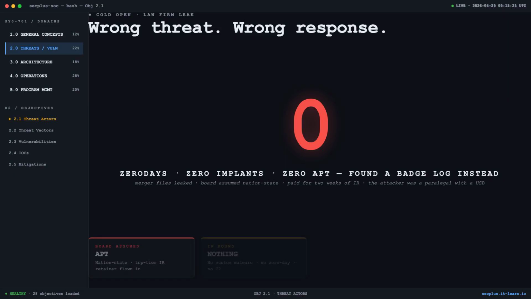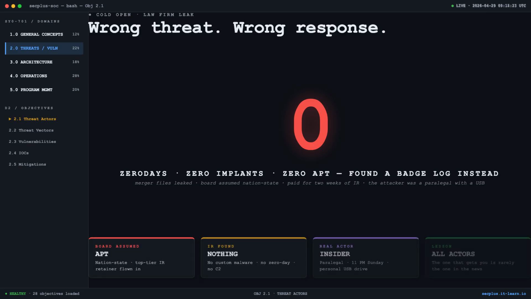No command and control. What they finally find in the building access logs is a paralegal who badged out at 11 p.m. on a Sunday with a personal USB drive. The threat the firm prepared for was the wrong threat. It was not Russia. It was a guy 15 feet from the printer. That is the lesson of 2.1. You have to know all the actors because the one that gets you is rarely the one in the news.